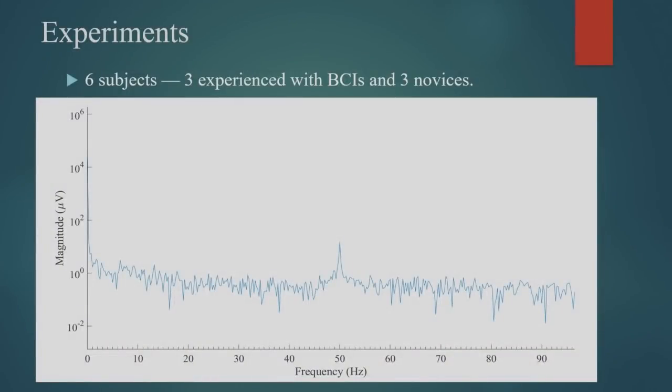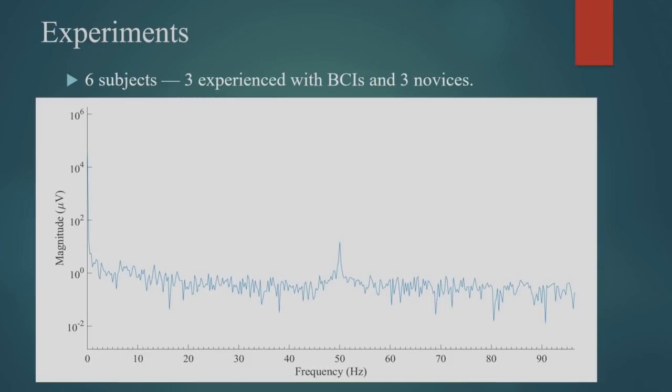In order to test the universality and the robustness of the system, we conducted experiments on 6 different subjects, and 3 were experienced with using BCI technologies and 3 were inexperienced with the technology. There were some interesting observations made in the EEG recordings. One was we observed a huge peak of frequencies under 1 Hertz. The global maxima of the graph is somewhere under 1 Hertz, which is pure noise.